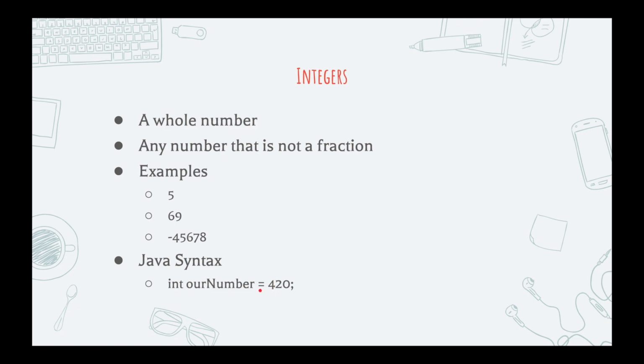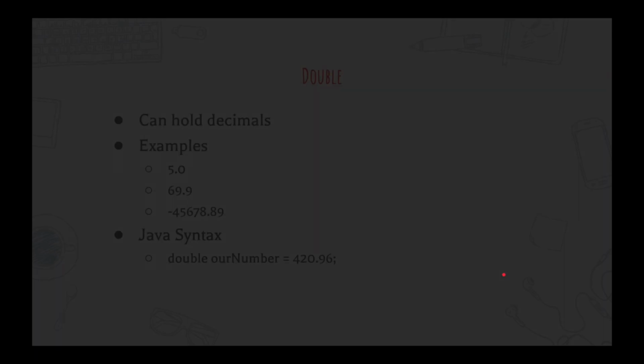So whenever we say, hey, can you print out our number, it's going to print out 420, because the computer's like, all right, let me find our number within my computer. All right, I found our number. Our number is equal to 420. So now 420 is the one that gets executed.